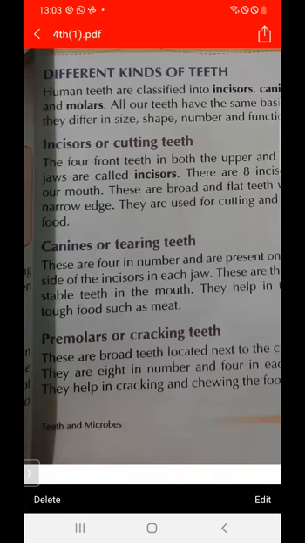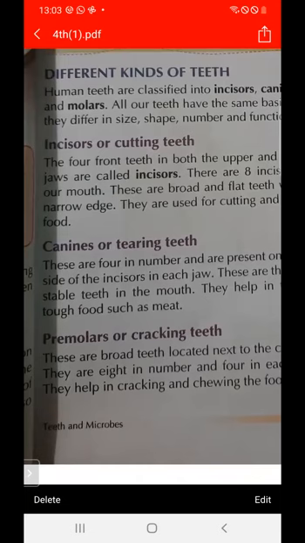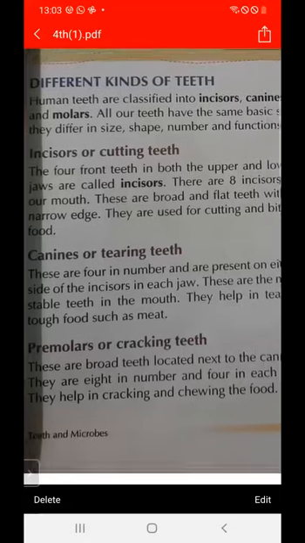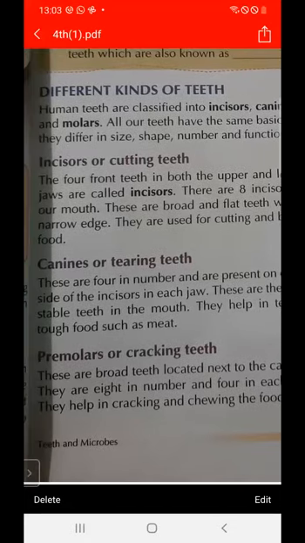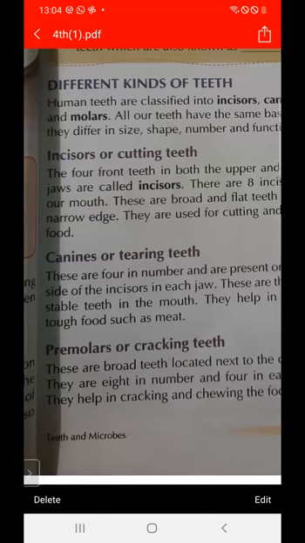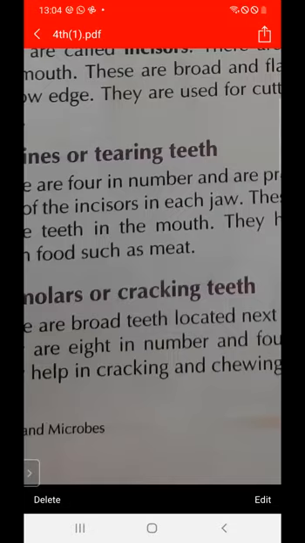And why are canines known as tearing teeth? Because they help us to tear the flesh, just like meat or any food. And why are incisors called cutting teeth? Because they are used for cutting the food. The central teeth are used for cutting the food, and canines are used for tearing food. And which is the most stable tooth? Canines. Canines are the most stable teeth in our mouth. And then premolars, which are known as cracking teeth because they help in cracking the food.